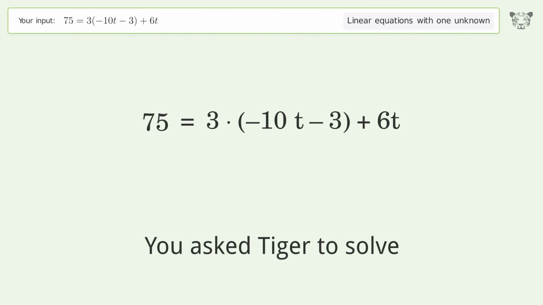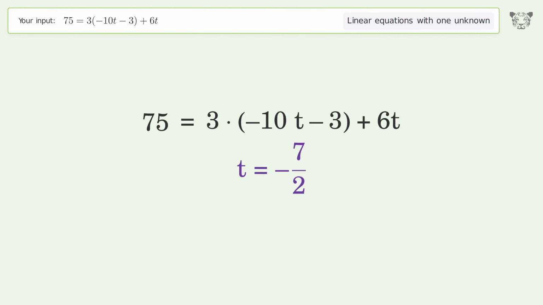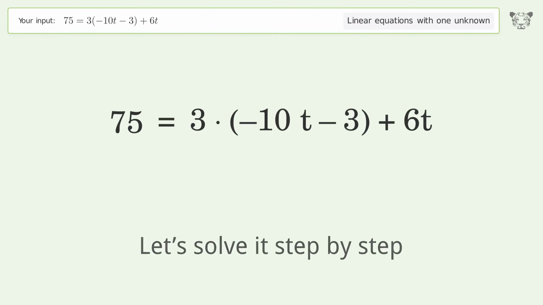You ask Tiger to solve. This deals with linear equations with one unknown. The final result is t equals -7/2. Let's solve it step by step.